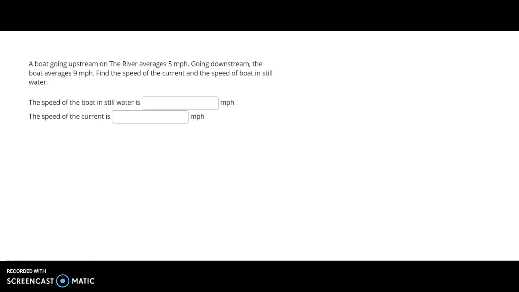All right, we have a boat that's going upstream on the river and averages 5 miles per hour. Going downstream, the boat averages 9 miles per hour. We need to find the speed of the current and the speed of the boat in still water.